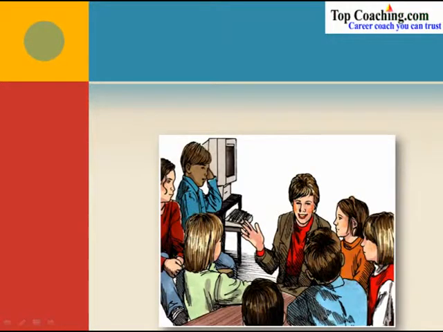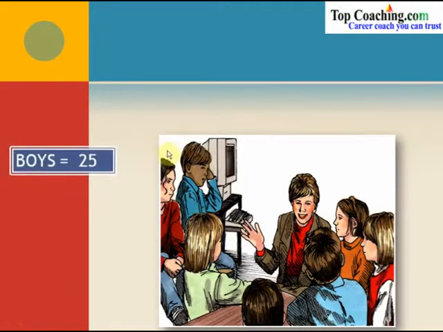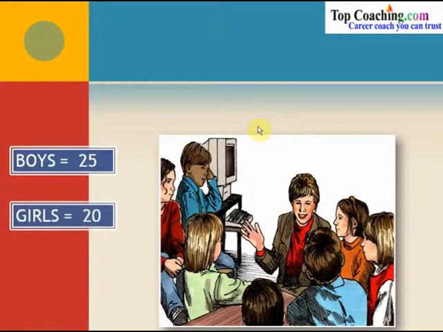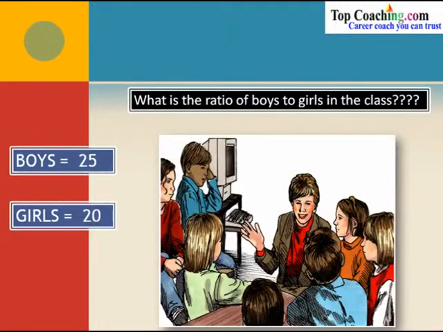Now, let us take an example. Suppose that we have a class in which the number of boys is equal to 25 and the number of girls is equal to 20. Now, if I ask you, what is the ratio of boys to girls in this very class?